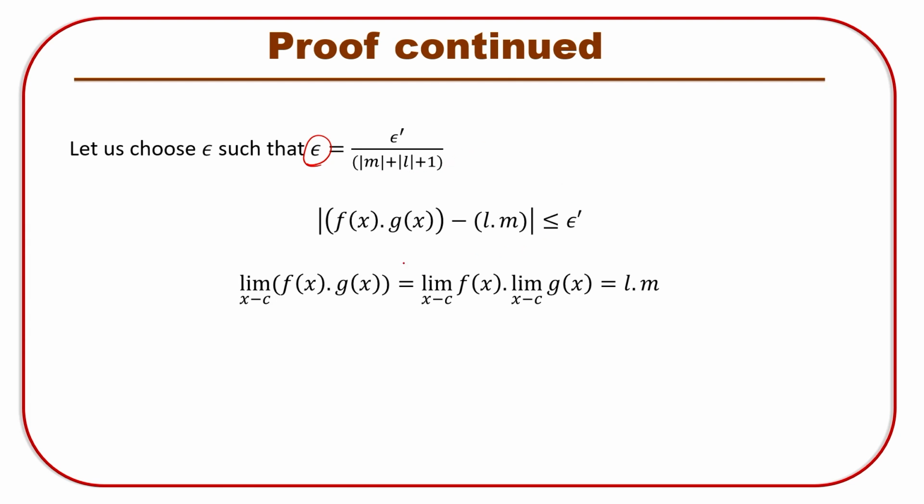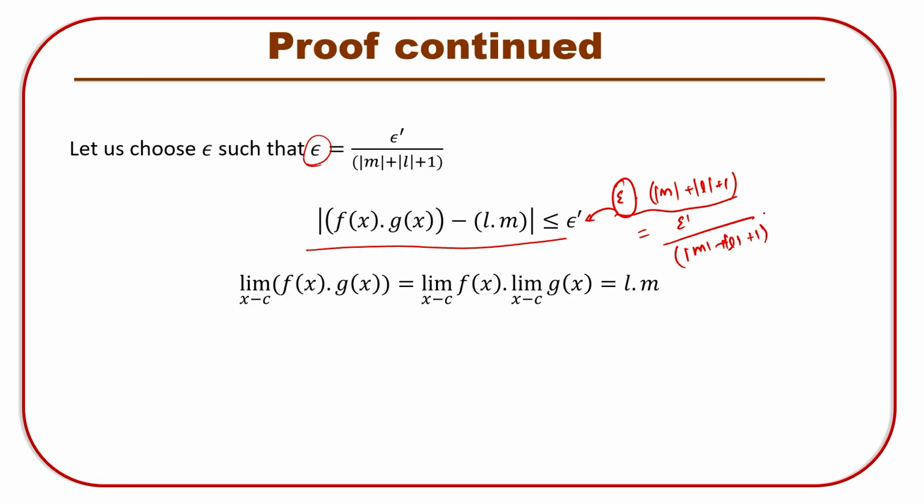After choosing this, what was there was |m| + |L| + 1, these were the numbers, and this can be written as epsilon dash by choosing epsilon equal to epsilon dash divided by |m| + |L| + 1. So, this will cancel out, and it will become less than epsilon dash. So, limit of f(x) into g(x) is equal to Lm. That is the proof.